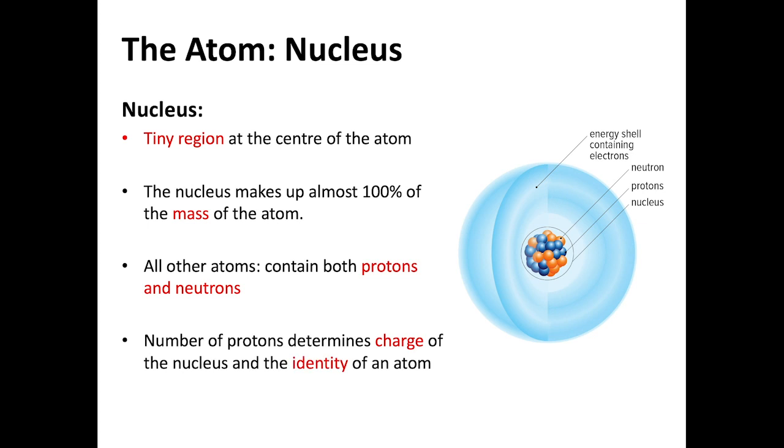The number of protons determines the charge of the nucleus and the identity of the atom. Depending on how many protons are in the atom, I can figure out what element it is. So hydrogen only has 1 proton. Oxygen has 8 protons. We can count the protons, and that's how we tell what type of element it is.